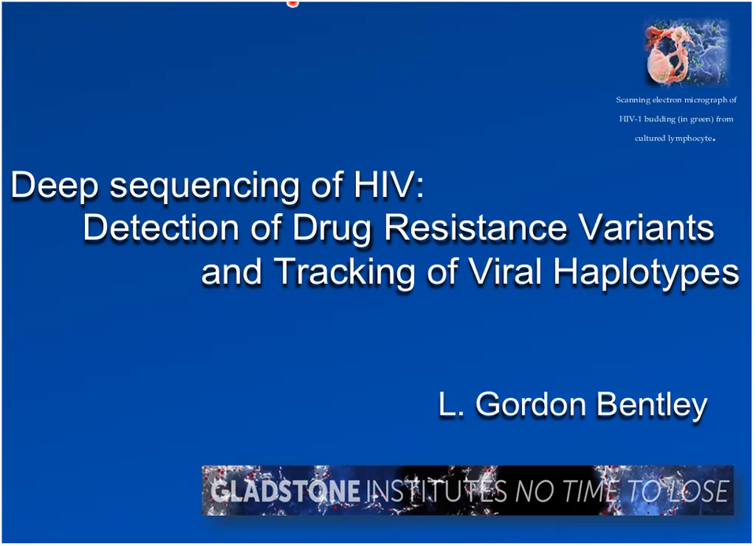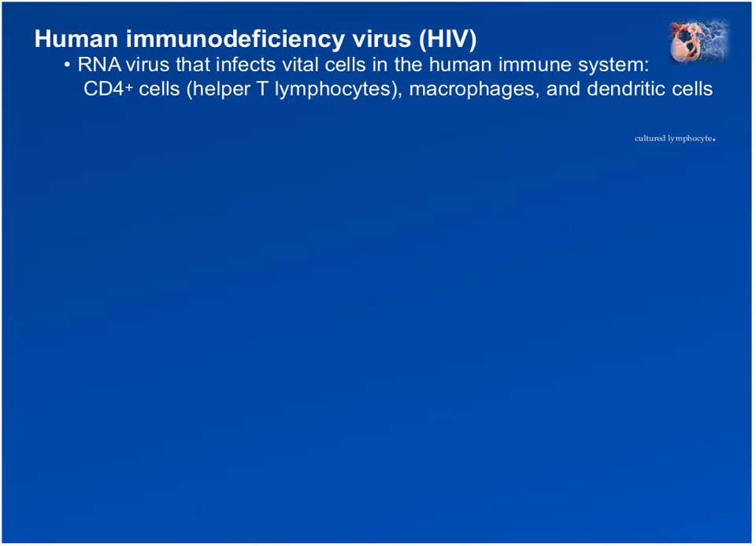Thank you, Clotilda. I appreciate the opportunity to share a little about our experiences sequencing HIV, the human immunodeficiency virus. Here is a little background regarding this virus. HIV is an RNA virus, part of the family of retroviruses. HIV is further classified as a lentivirus, which is a slowly replicating retrovirus.